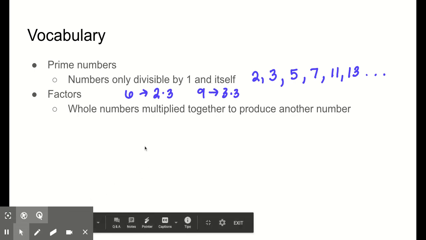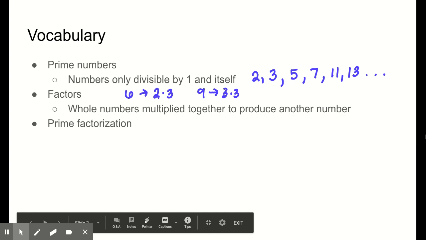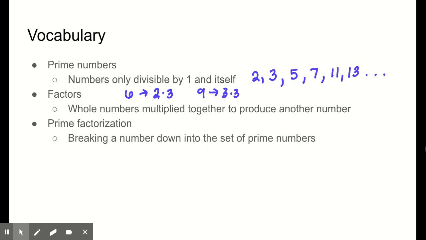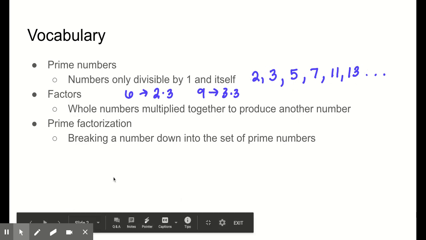But we're going to look at something today called prime factorization, and this is probably something that you have seen in math years and years ago, but we're going to bring it back and add a little spin on it. So prime factorization is breaking a number down into the set of prime numbers. So we're going to take a number and break it down so it's a product of just these numbers that we listed up here under the prime numbers. So we're going to be using these numbers again later on in our notes.